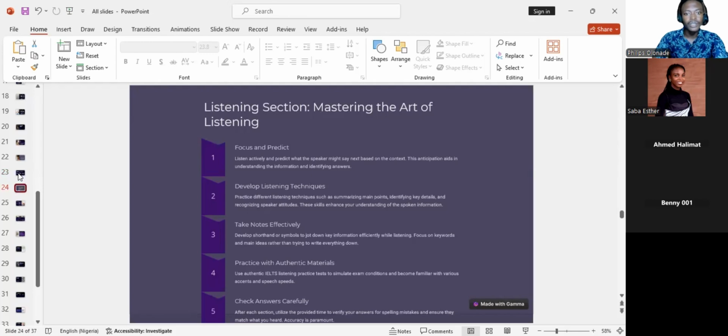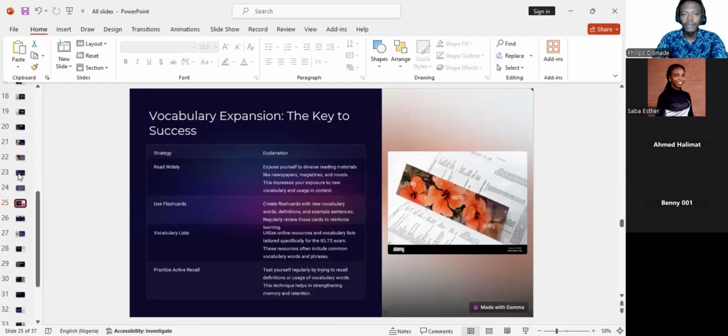Now the listening section: take notes, focus, develop your techniques, and check your answers at the end. Now vocabulary expansion. Read widely, use flashcards. Flashcards just means maybe you learned a new word. Write it on a paper, put it on the wall of your room.